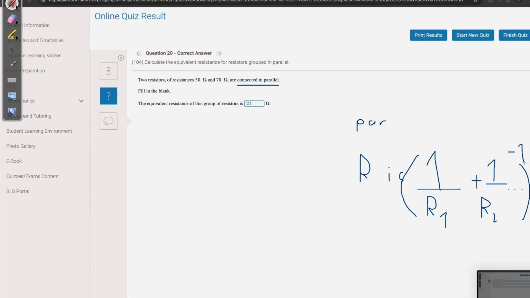So simply what you can do here is plug it into the calculator like this: 1 over 30 plus 1 over 70, the sum of all of it to the power of negative 1, and that will give you 21 ohms.